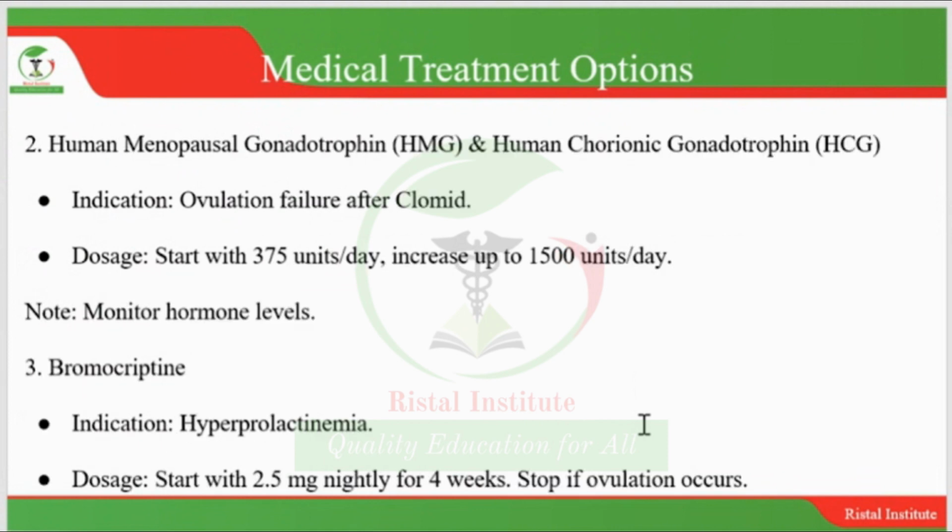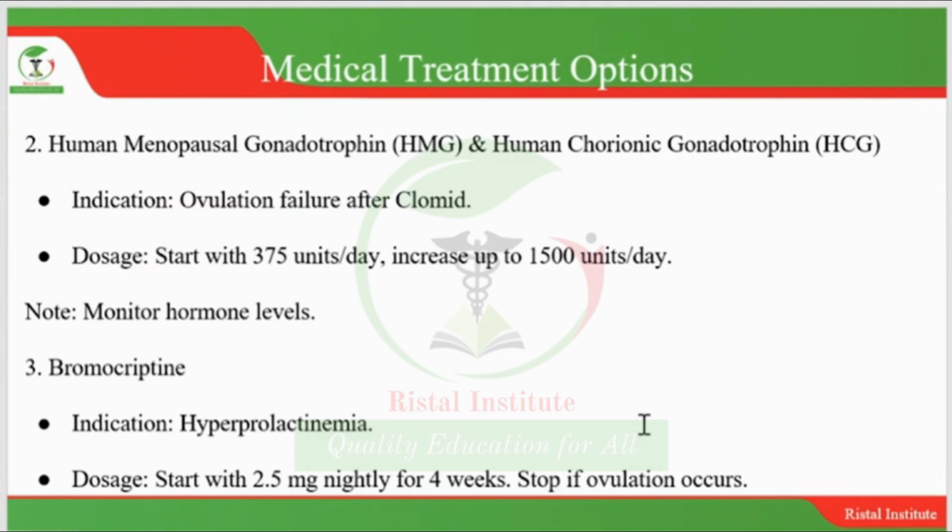The second kind of treatment is human menopausal gonadotrophin, HMG, and human chorionic gonadotrophin, HCG. Here the indication is ovulation failure after clomid, in case the mother has used the clomid. We need to monitor hormone levels.